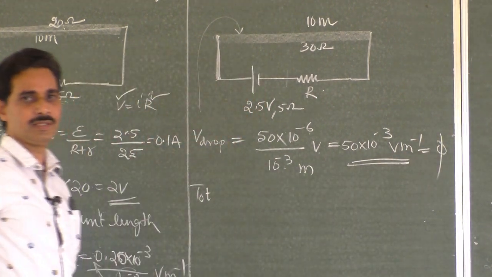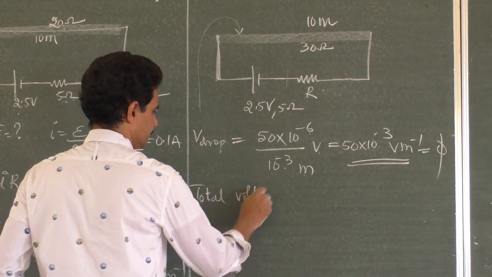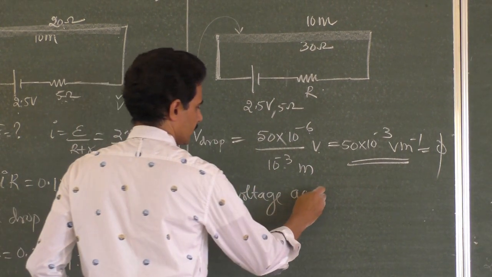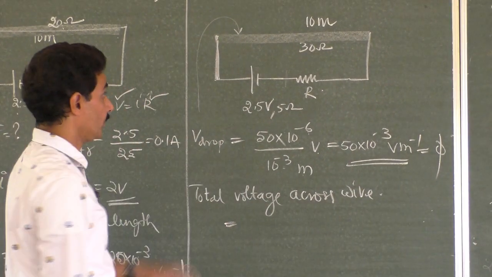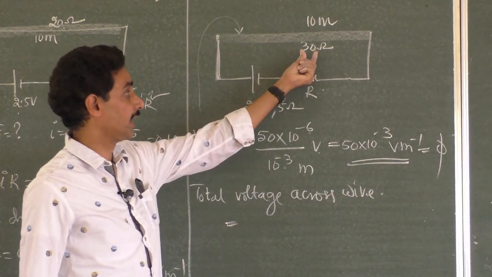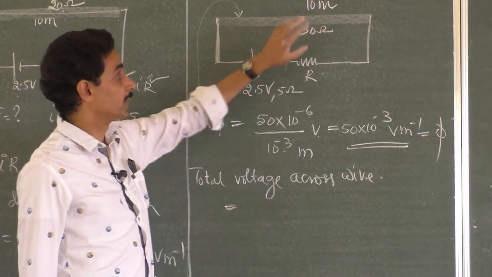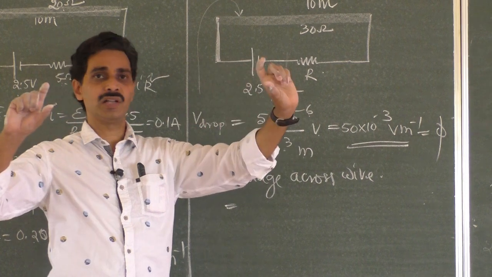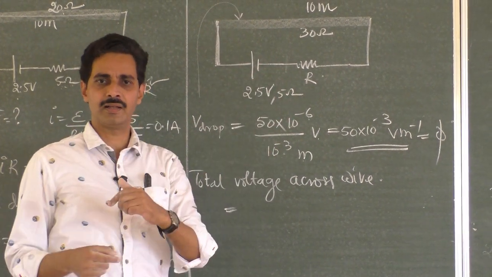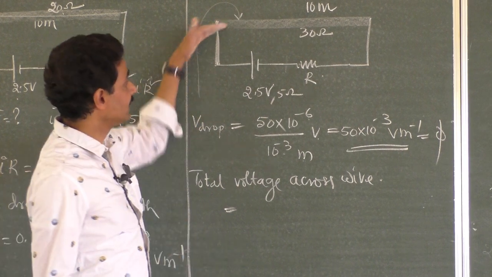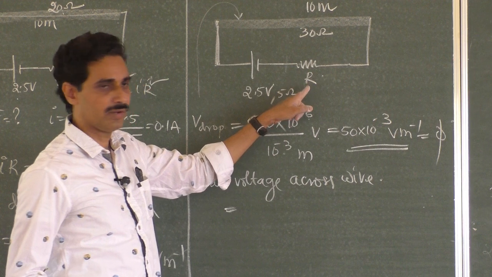Voltage drop per millimeter or per meter, I will call it phi. Total voltage across the wire. What is this? Because once I get the total voltage across the wire, I know the resistance. I can find out the current through the wire, because V equal to IR. If you know the voltage across any component and if you know the resistance, can't you find out current? V equal to IR. Once you get the current through the wire, that should be the current in the circuit. Then you can find out this R.